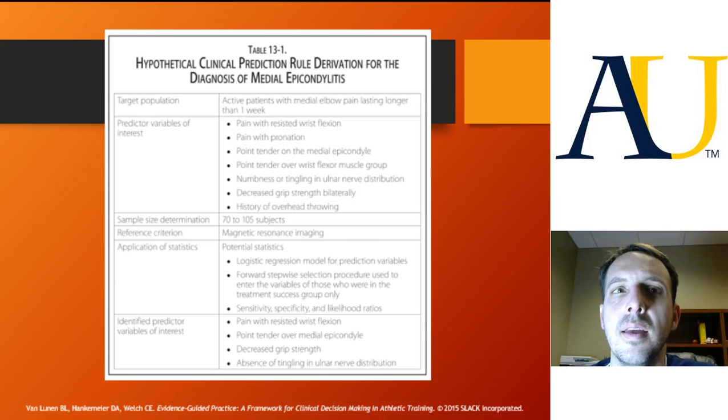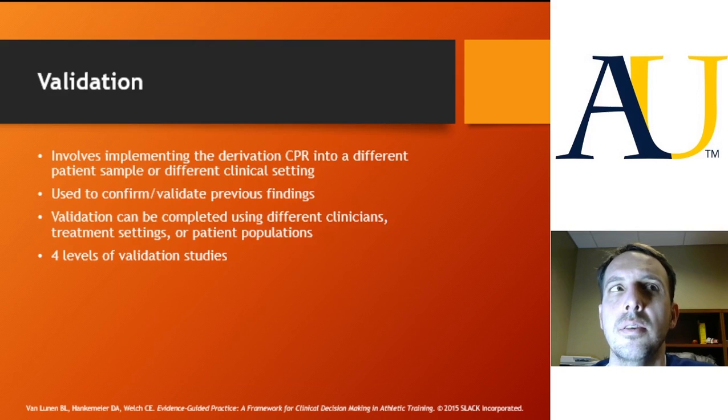And so this idea that if you have pain with resisted wrist flexion, point tenderness over the medial epicondyle, decreased grip strength, and an absence of tingling over the ulnar nerve distribution, chances are good that you would have this condition.